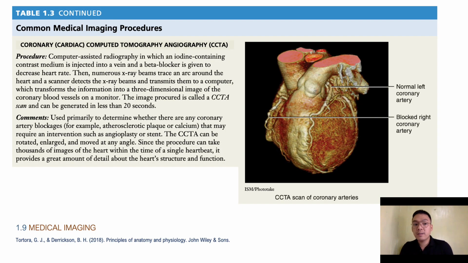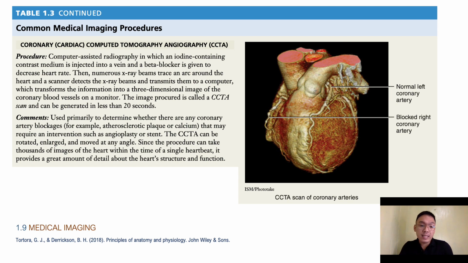Next would be your coronary computed tomography angiography. This is more likely to use an iodine-containing contrast medium, which is injected into the vein, and a beta blocker is given to decrease the heart rate. Numerous X-ray beams trace an arc around the heart. The scanner detects the X-ray beams and transmits them to the computer, which transforms the information into a 3D image of the coronary blood vessels on a monitor. The image produced is called a CCTA scan, and it can be generated in less than 20 seconds.